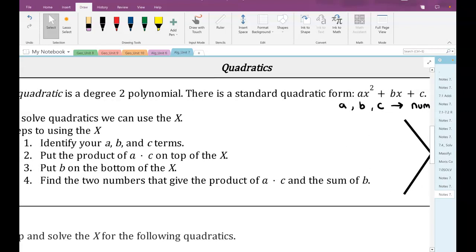You're going to first figure out what your A, B, and C terms are. So again, those are numbers, which is why it's important.